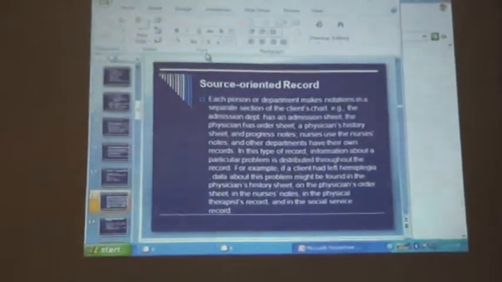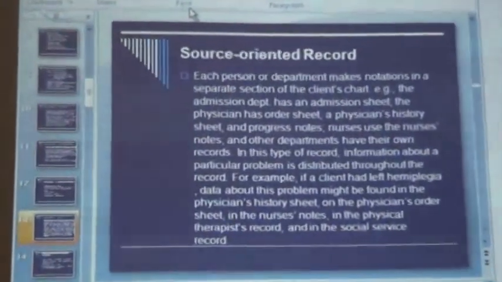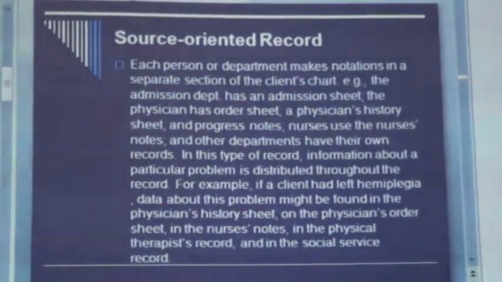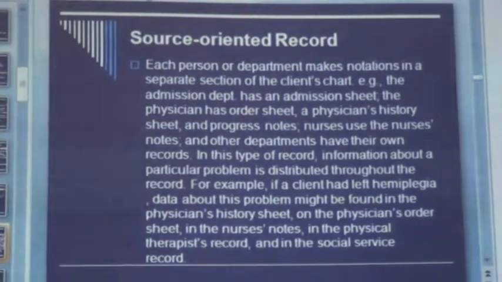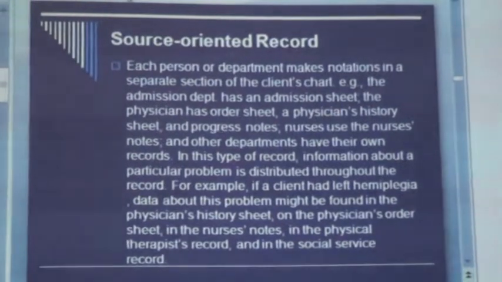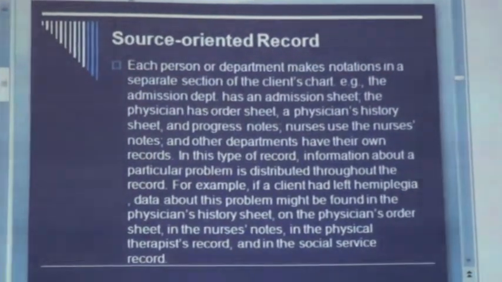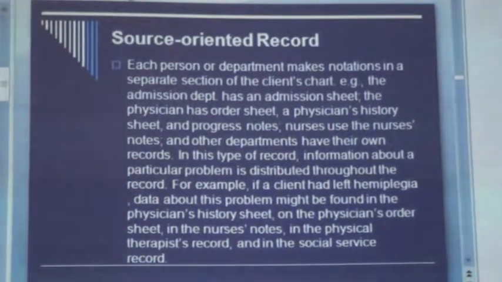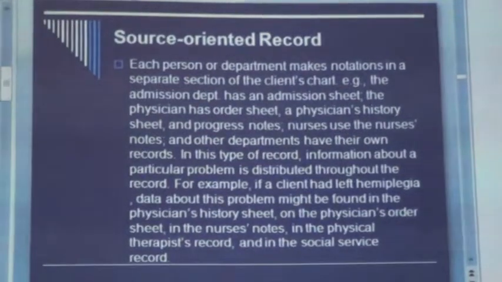Source-oriented record. This is elaborative. Each person or department makes notation in a separate section on the client's chart. That is, the admission department has an admission sheet, the physician has a physician order sheet, a physician's history sheet, and progress notes. Nurses use the nurses' notes, and other departments have their own records.